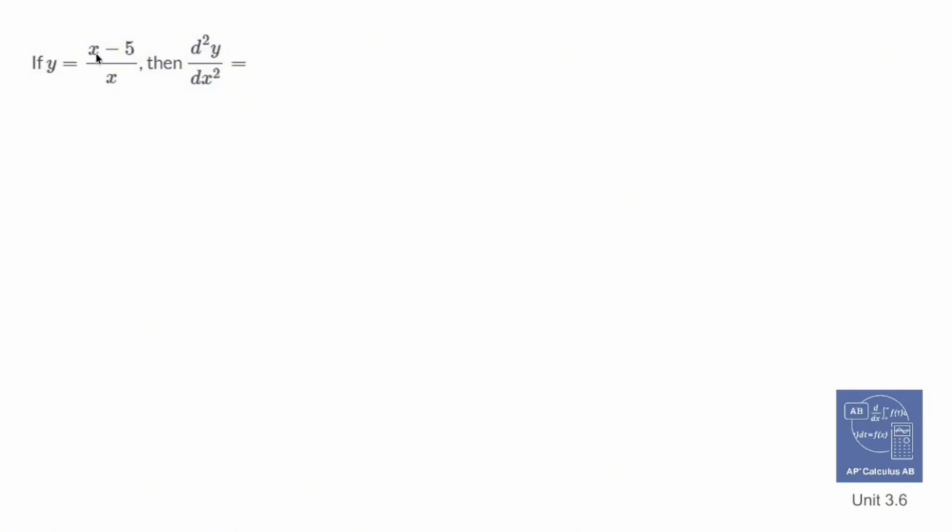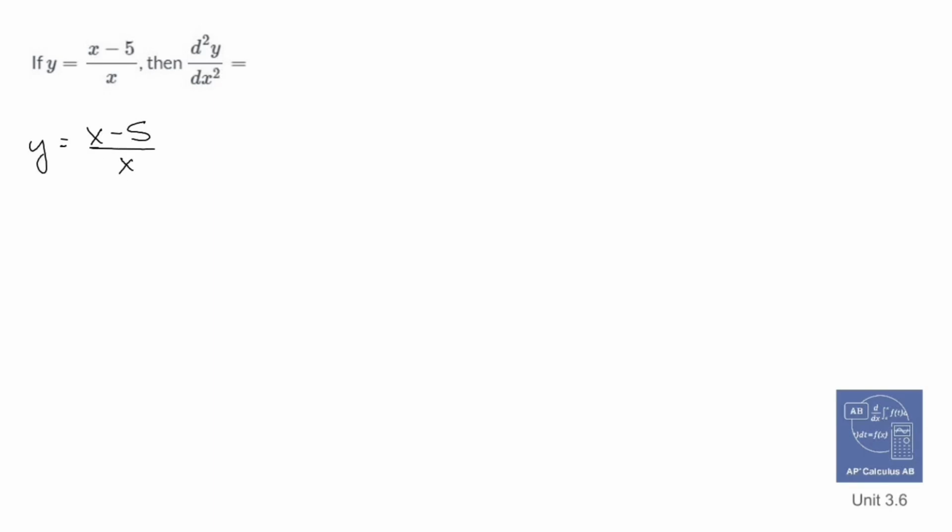If y equals x minus 5 over x, then d squared y over dx squared, what is that? Oh, that's the second derivative. All right, so let's find the first derivative. And let me just rewrite out y because I'm going to need the space. y equals x minus 5 over x.